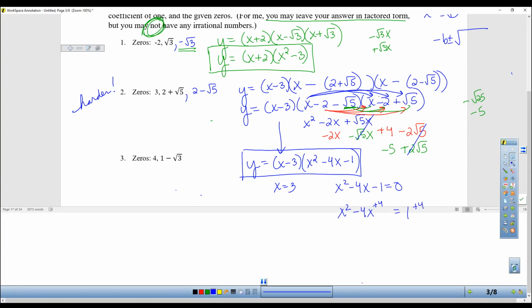So I'm going to add 4 to this side. This side becomes x minus 2 squared is equal to 5. X minus 2 is equal to, I square root both sides, and I get plus or minus the square root of 5. And x is equal to 2 plus or minus the square root of 5. Does it make sense now? The zeros are 2 plus the square root of 5 and 2 minus the square root of 5.